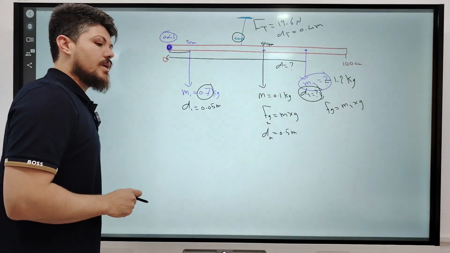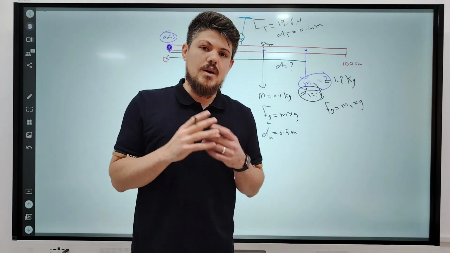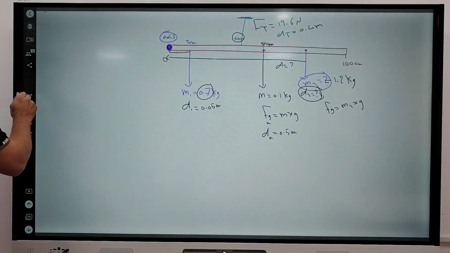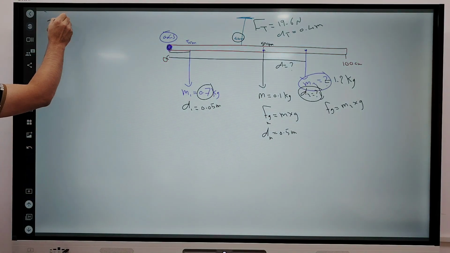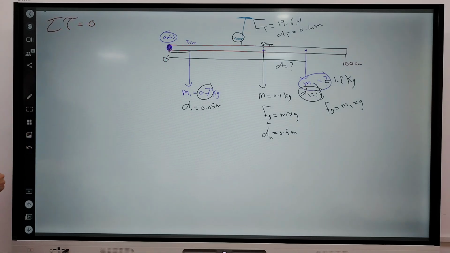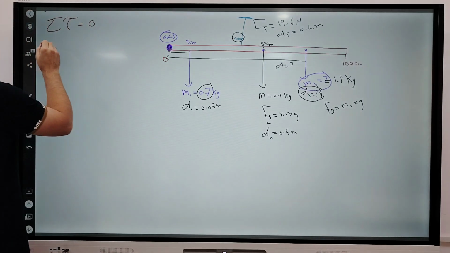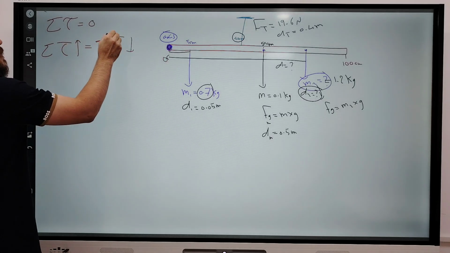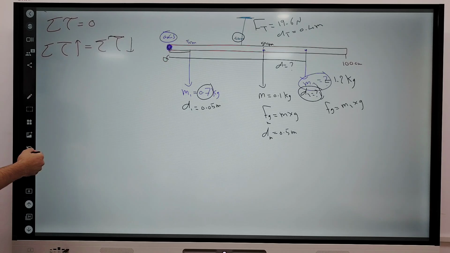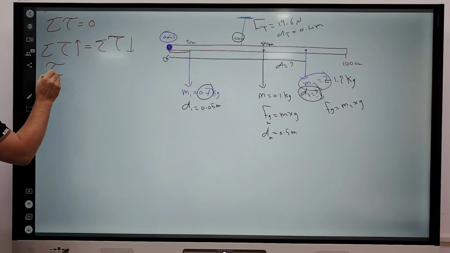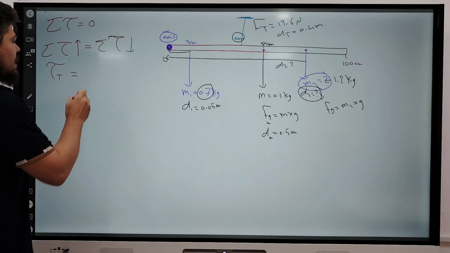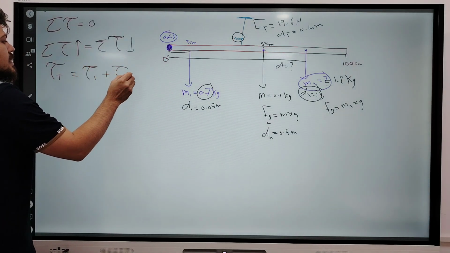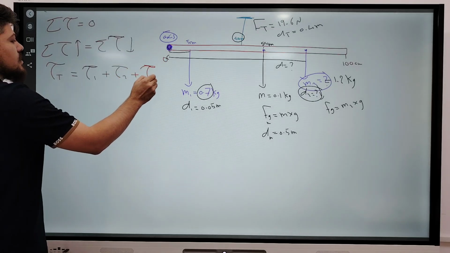d2 is unknown. Every time to find the distance, you have to use the rotational equilibrium. In the rotational equilibrium, net torque is equal to what? It is equal to 0. Because the axis of rotation is located at the end, you have to equalize all upward torque to all downward torque. How many upward torques do we have? Only the torque of the tension force. How many downward torques do we have? 3. Torque of the first mass, torque of the second mass, and torque of the meter stick.